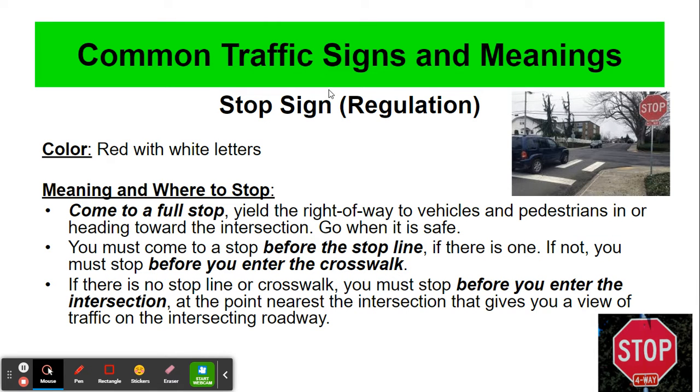Okay, common traffic signs and meanings. The stop sign is a regulation sign. It's by far the most important sign, right? The color is red with white letters, meaning stop. This is important, and I'm not going to read this because I'm just going to tell you what it is. When we come up to a stop sign, it's incredibly important where we stop our car.